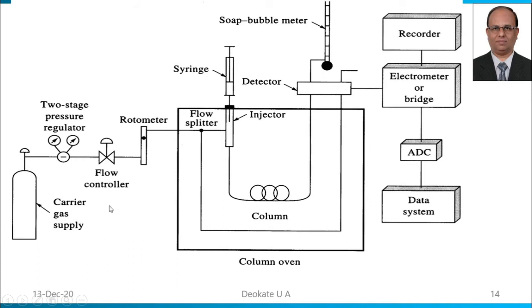A column is also provided with the oven. So this detector has an entry for the carrier gas as well as the samples. Attenuation of the carrier gas composition will take place here, and the signal which is produced is electrically amplified and recorded as a gas spectrum.